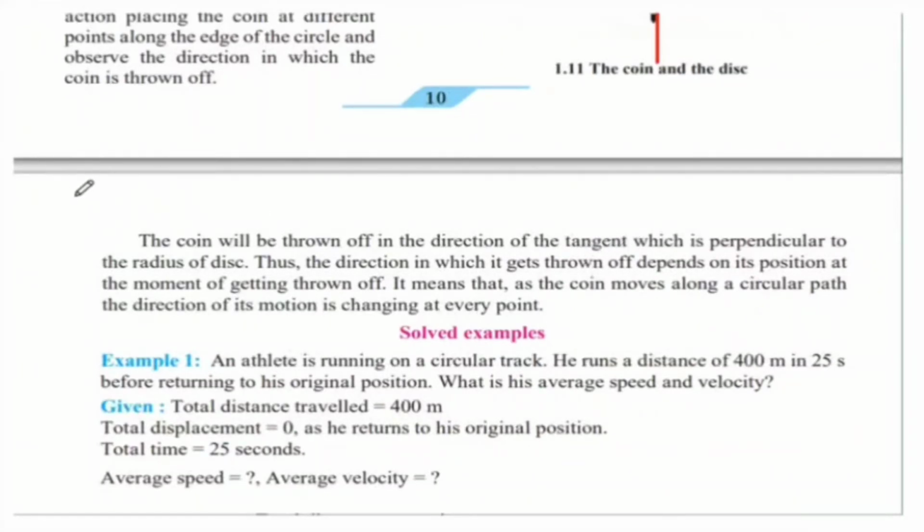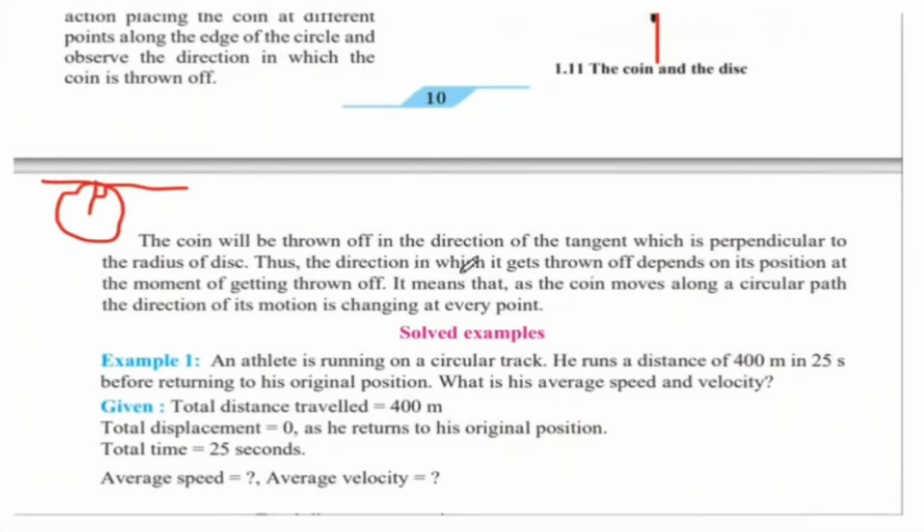Do you remember what a tangent is? A tangent is any line that passes through the edge of the circle. It only passes one point at the edge, and it is a straight line which is perpendicular to the radius of the circle. So this would be the radius, and the tangent is always perpendicular to the radius.